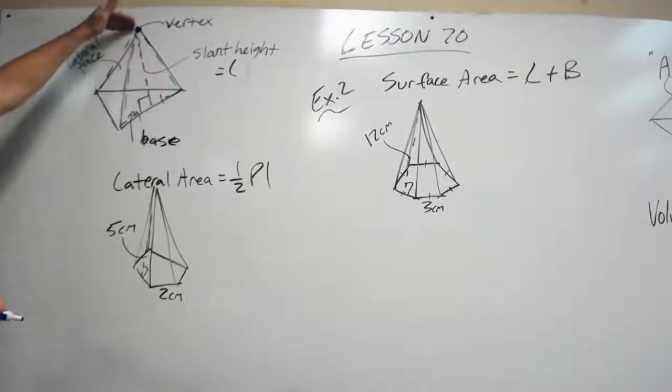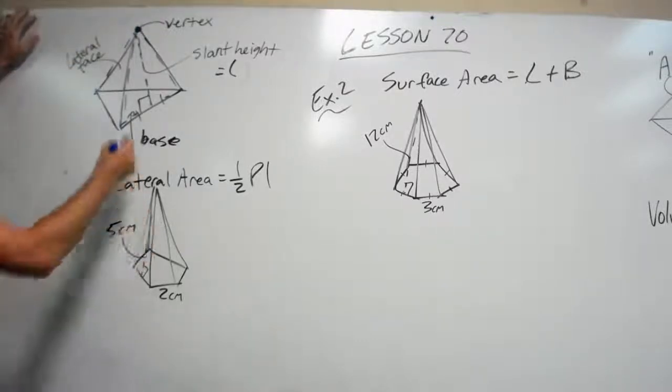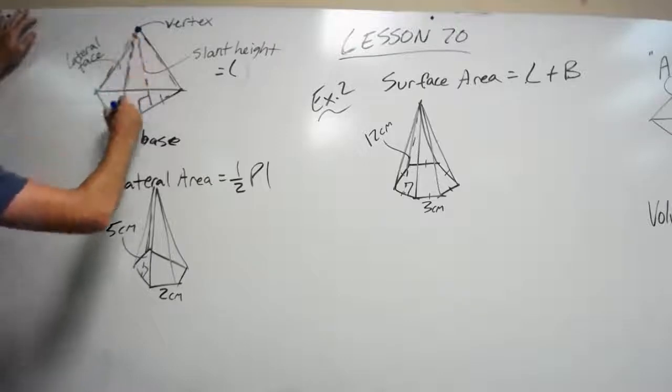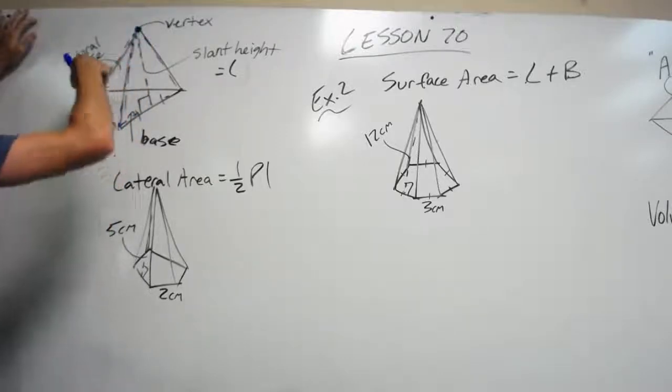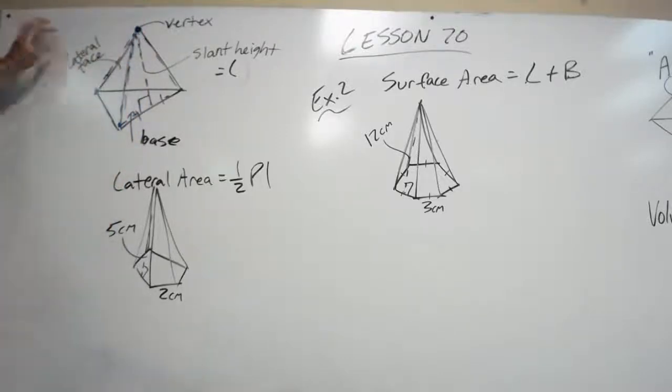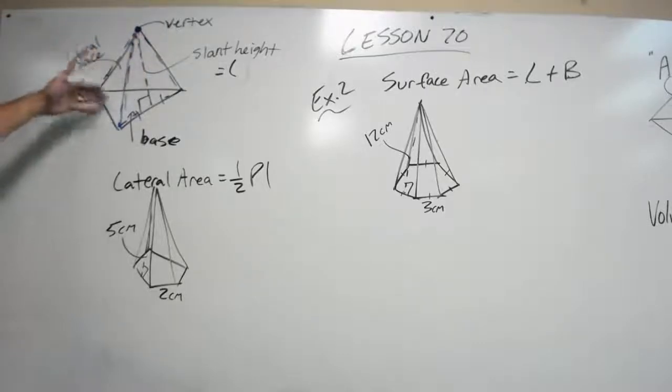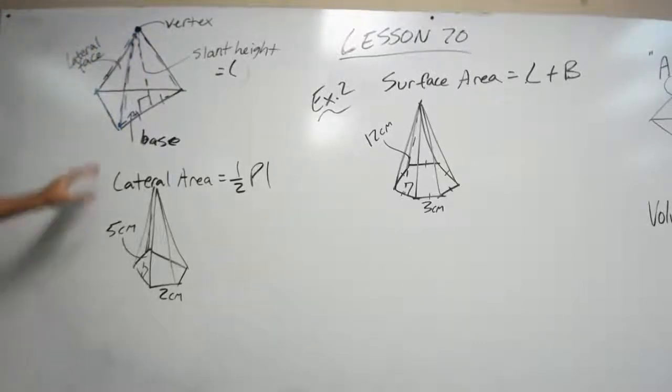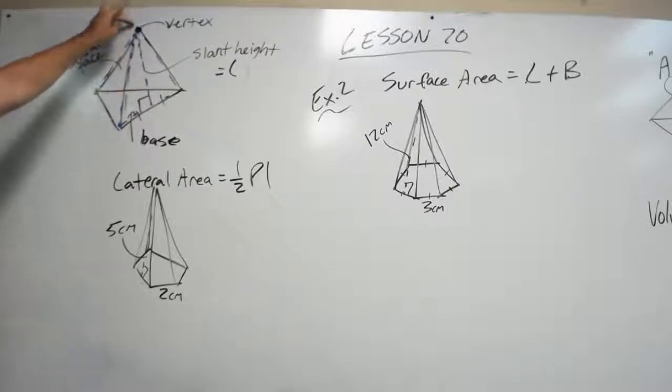Your vertex is where all your lateral faces meet. Your lateral faces are what goes around the sides here. And so your lateral faces here are triangles. Ironically, your base is also a triangle. But those are your lateral faces. They all meet at the vertex.